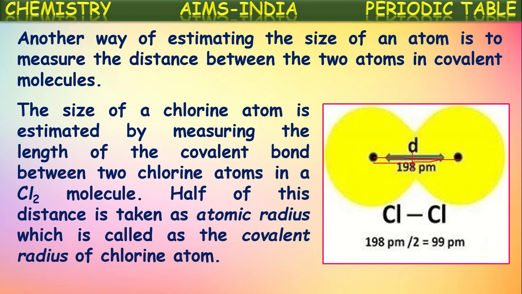Here two chlorine atoms are bonded together with a covalent bond. Now we call this a chlorine molecule. The distance between the two nuclei of these chlorine atoms is called the bond distance. See here, the chlorine bond distance is mentioned as 198 picometers. Half of this is 99 picometers. This half distance is considered as the atomic radius or covalent radius of the chlorine atom.